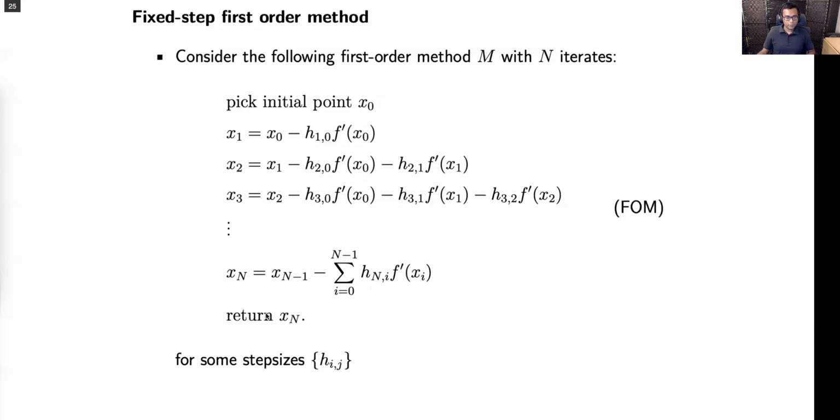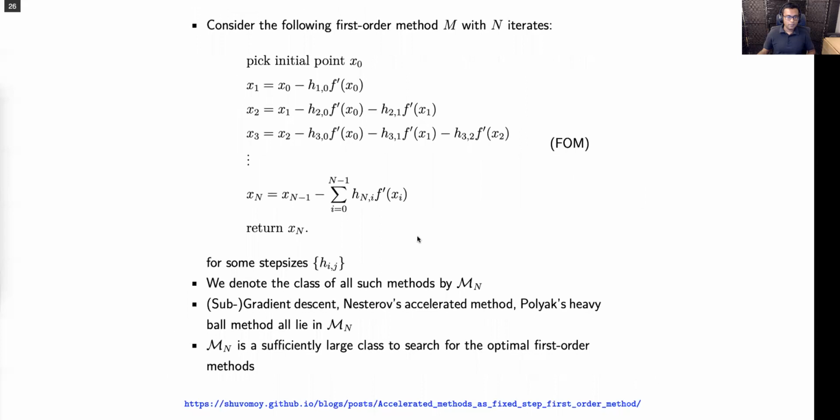Finally, we return the point xn. Now note that we have not specified what those step sizes are. And this is the fixed step first order method, and this will be the class over which we will optimize. Now we will denote the class of all such methods by capital MN.